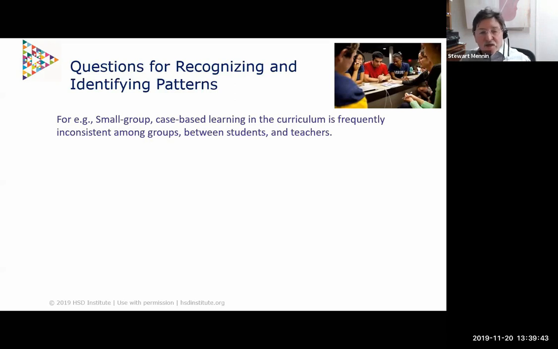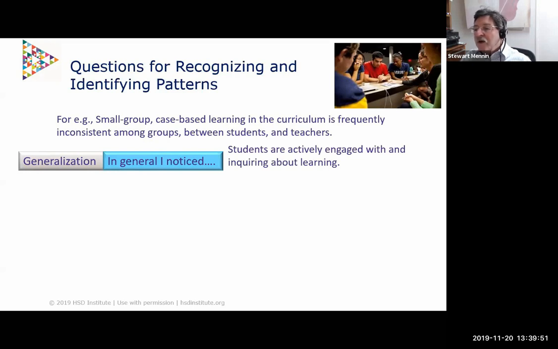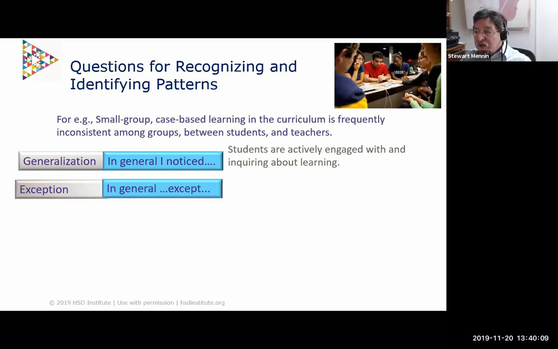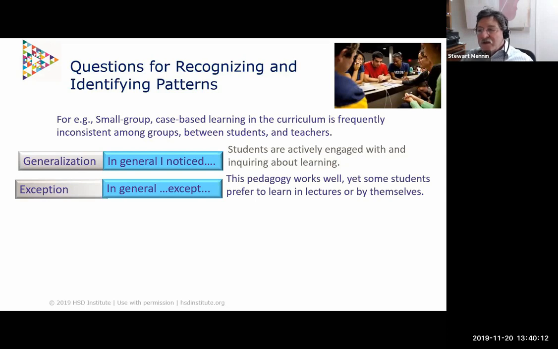The first question is a generalization question. We say, in general, I observe, or in general, I noticed, for example, that the students are actively engaged with and inquiring about learning. Or the postgraduate clinicians are actively engaged in seeing patients and seem to be learning. In general, that's what I observe. Except some students prefer to learn in lectures or by themselves, or some teachers prefer to teach in lecture halls and not in small groups. So generally it's working, but there are exceptions.